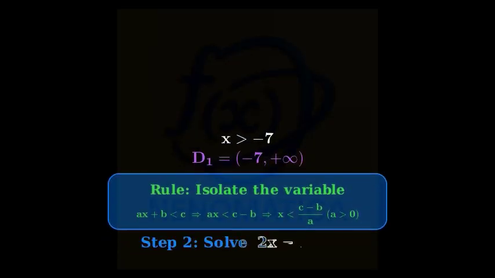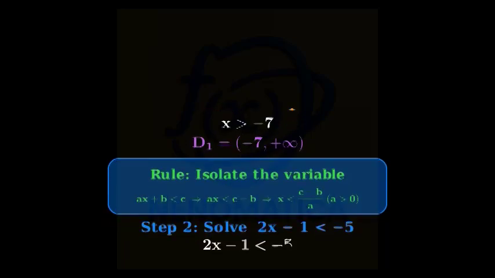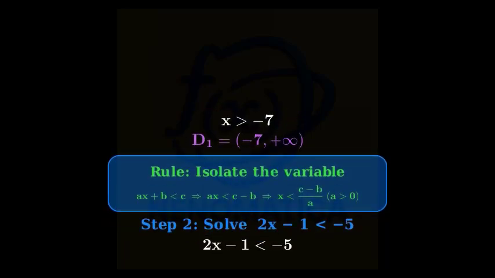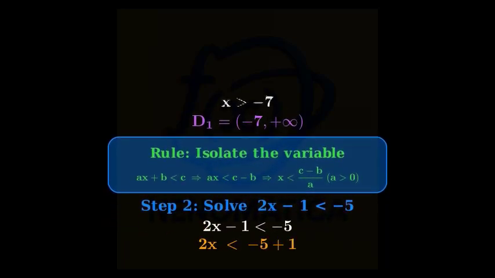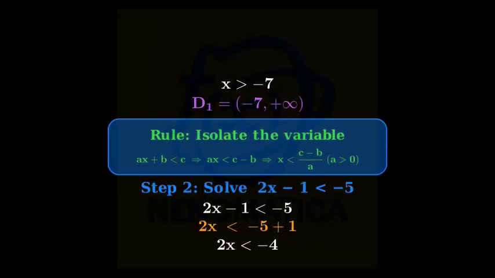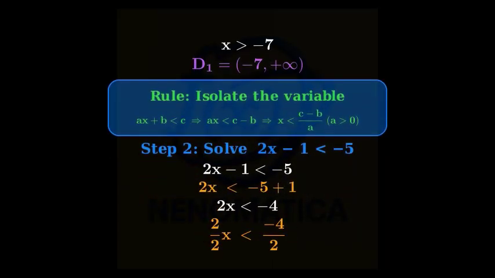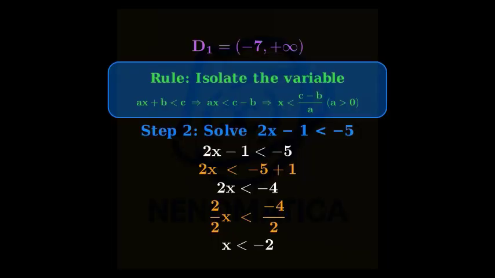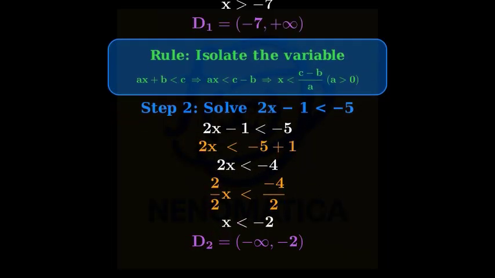Step 2. Solve the second inequality. Start with 2x minus 1 is less than -5. Add 1 to both sides. 2x is less than -4. Divide both sides by 2. Then x is less than -2. So the second solution set is open interval minus infinity to -2.